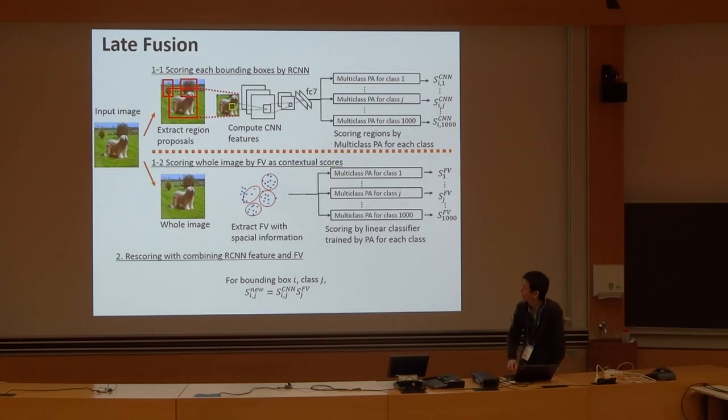This slide shows the fusion with the Fisher vector system. We can obtain the 1,000 class scores for each bounding box from the R-CNN system, and we obtain the contextual scores for each image from the Fisher vector system. We multiply the R-CNN based scores with the Fisher vector based scores, so we obtain the final score for each bounding box.